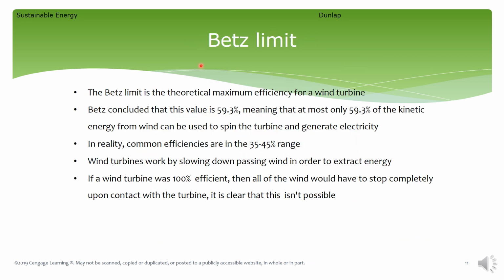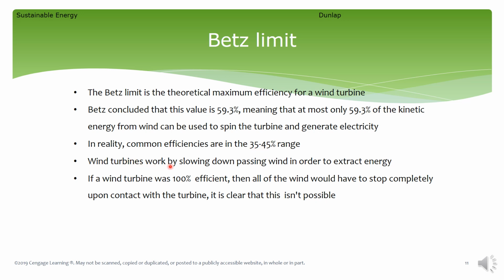What is the Betz limit? The Betz limit is a theoretical maximum efficiency for a wind turbine. Betz was a scientist who concluded that this value is 59.3%, meaning that at most only this amount of kinetic energy from wind can be used to spin the turbine and generate electricity. In reality, common efficiencies are in the range of 35 to 45%.